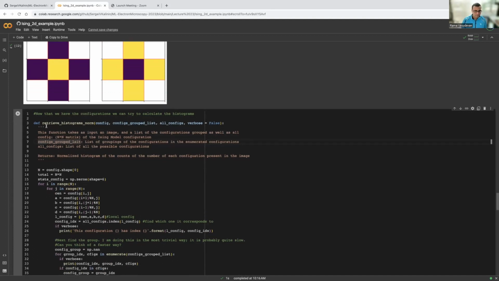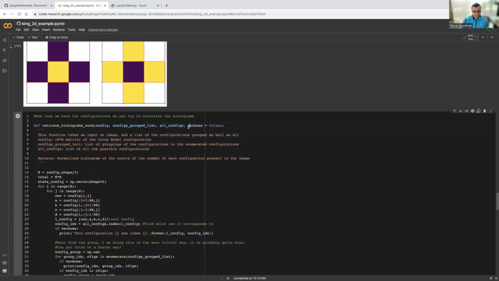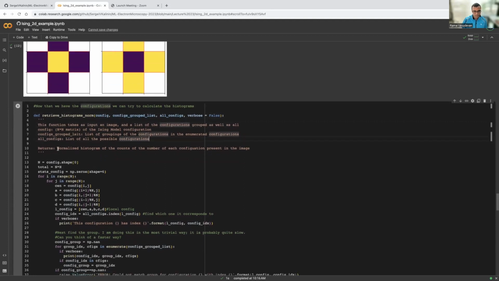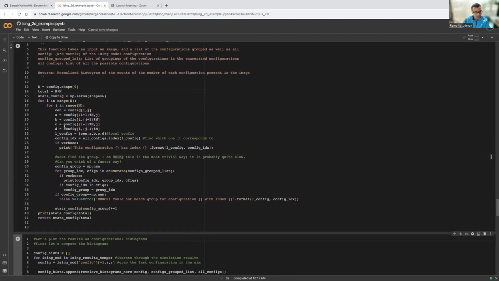And so I've created this very handy function, which takes as an input the input image. It takes the groupings of the configurations as well as all of the possible configurations present. And then it returns a normalized histogram of the counts of the number of each of these grouped configurations that are present in the image. So let's run this. And it works really straightforwardly, right?